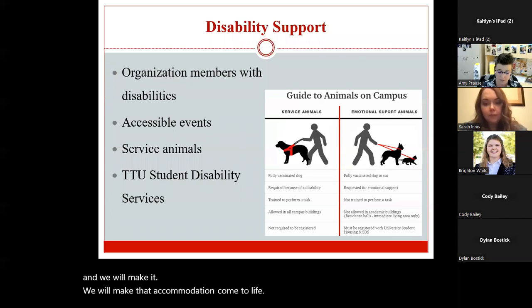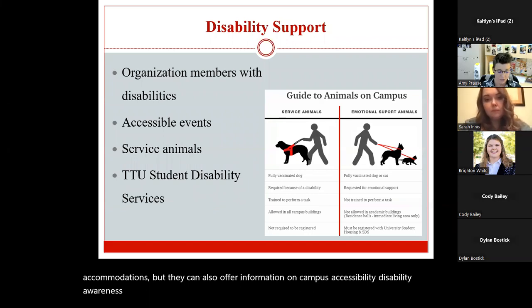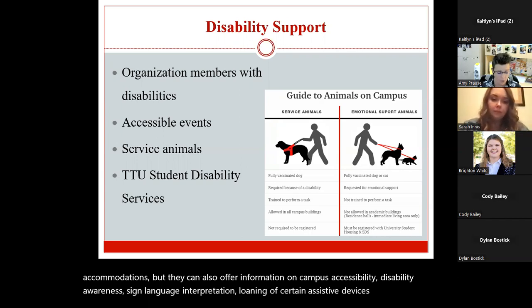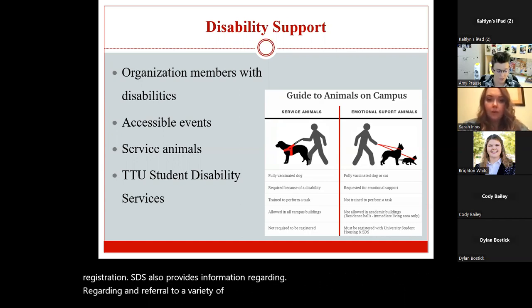Student Disability Services can help students who not only have a disability and need accommodations, but they can also offer information on campus accessibility, disability awareness, sign language interpretation, loaning of certain assistive devices, tutoring, priority registration. SDS also provides information regarding and referral to a variety of campus and community resources.